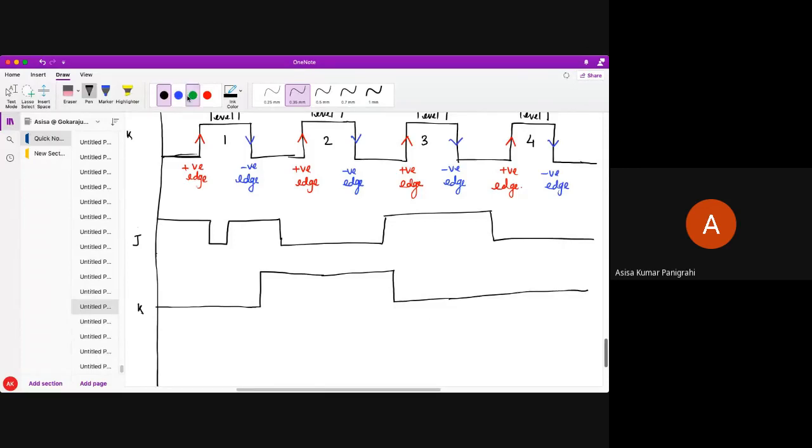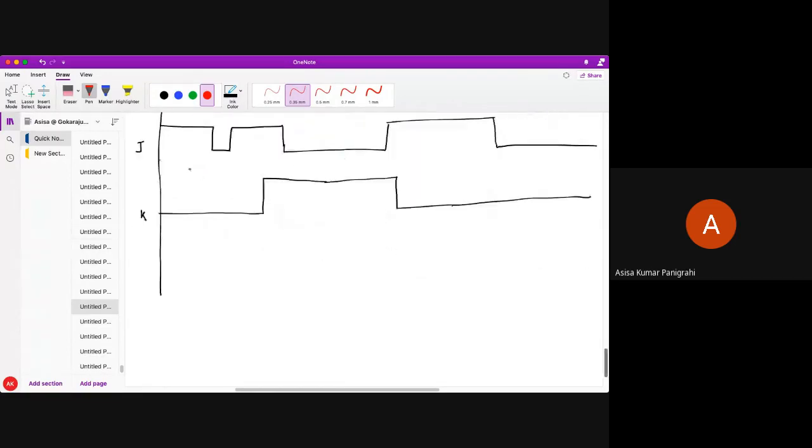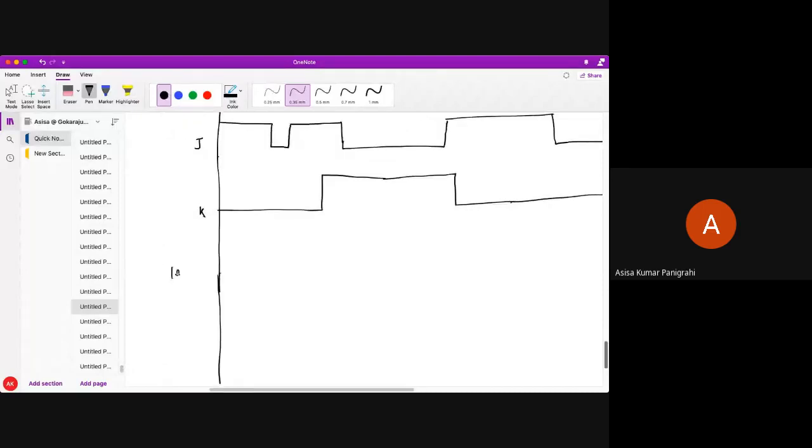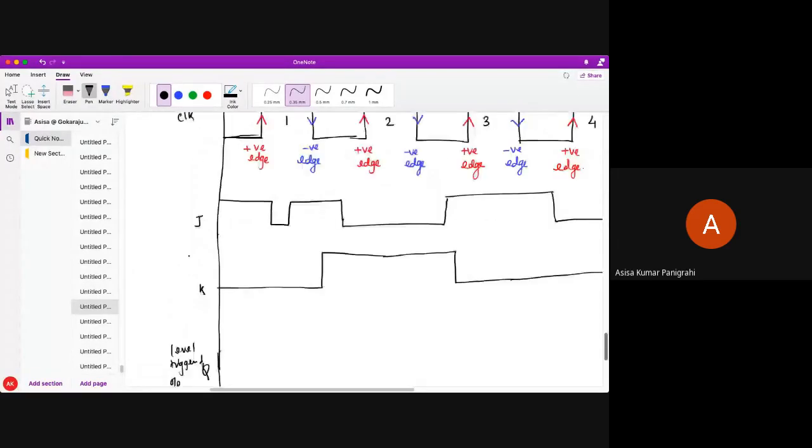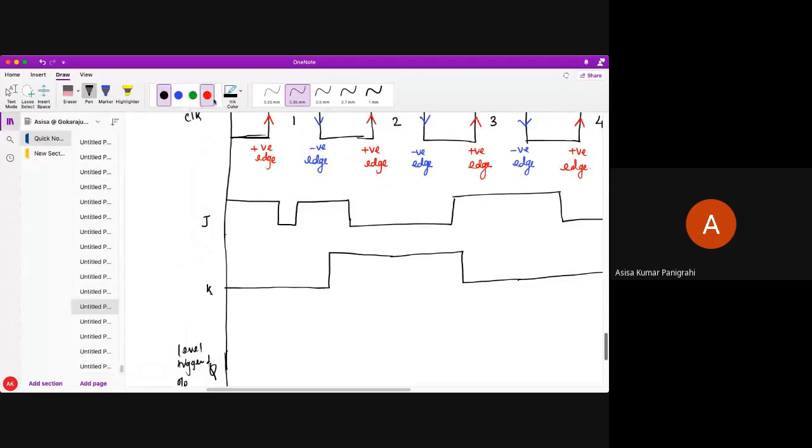So what I'm going to do here, first of all, I am going to design three things over here. One is positive level triggered output. What is my level triggered output? Q. This is my level triggered output Q. If it is JK flip-flop with level triggered clock, the output is Q. So now tell me, where does my level 1 come up here?